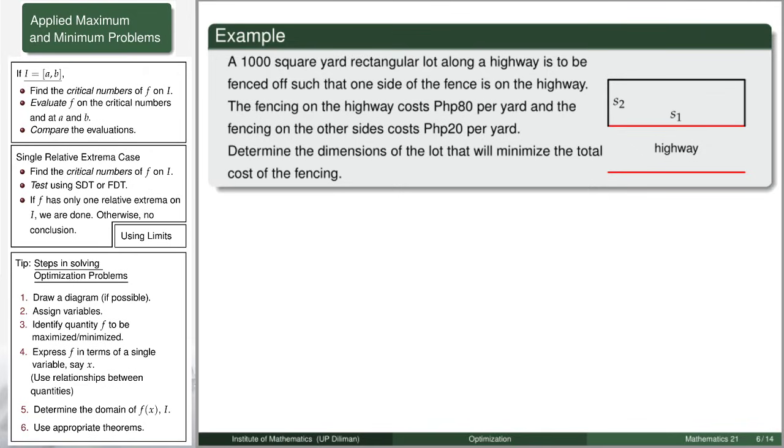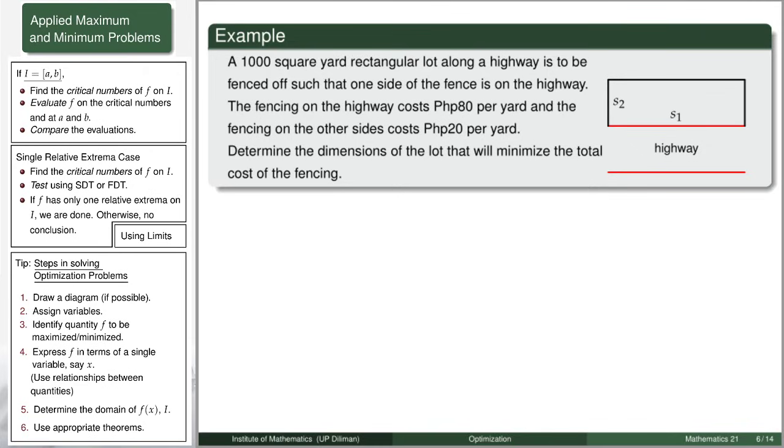Now this type of problem is very common, and it's also very logical in the sense that a lot that is on the highway costs more than those that are not. That's the reason why there are a lot of shops that are elongated, because they want to minimize the part on the main road. Now, a very wrong way to deal with this type of problem is to say that to minimize cost means to minimize perimeter, or to minimize the area.